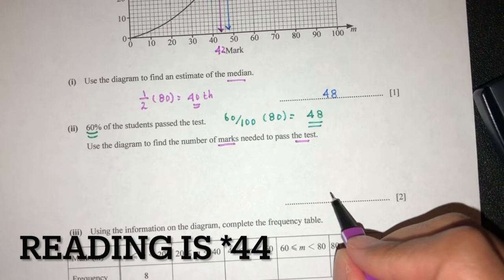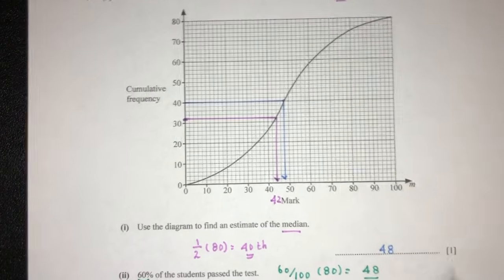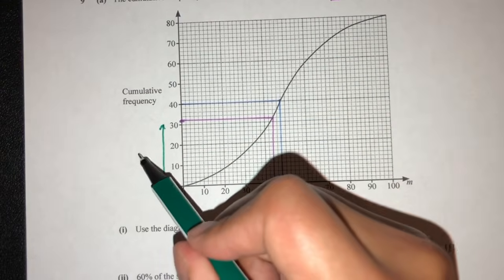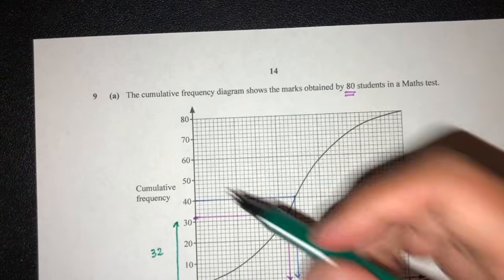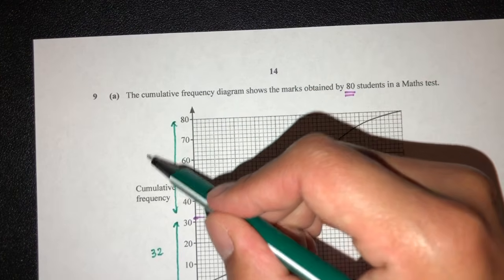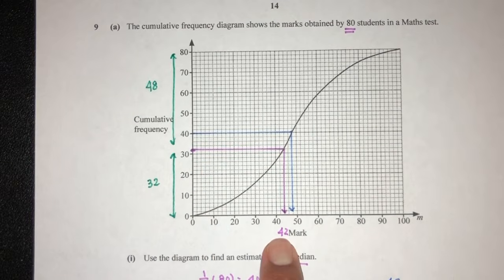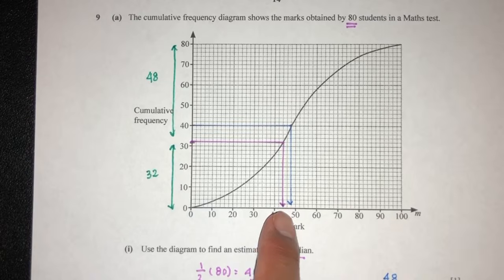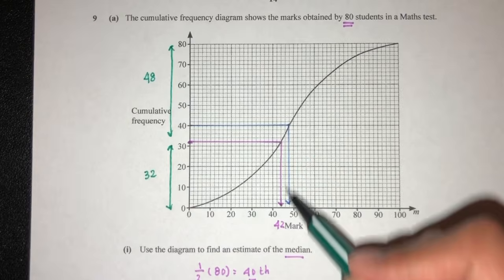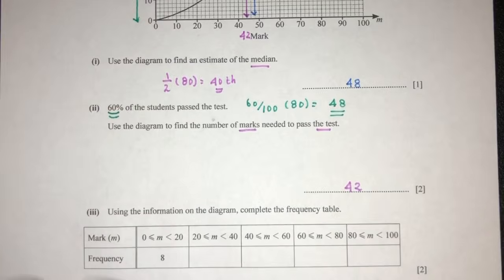So the mark needed will be 42. If you observe, here we have 32 people who failed the test and 48 people who passed it. The minimum mark required was 42, because as the mark goes up, you will obviously pass your test, but the minimum mark will be at this line, at 42 marks, if that makes sense, right? So that will be your answer according to the graph.